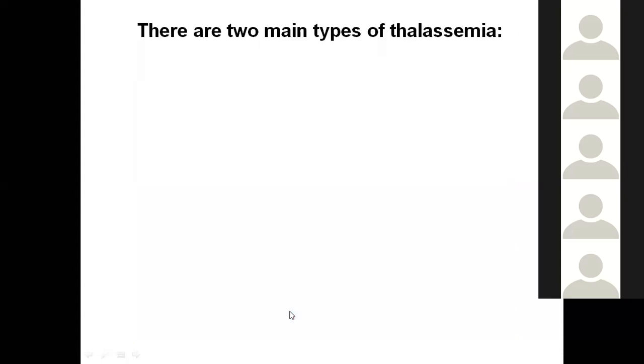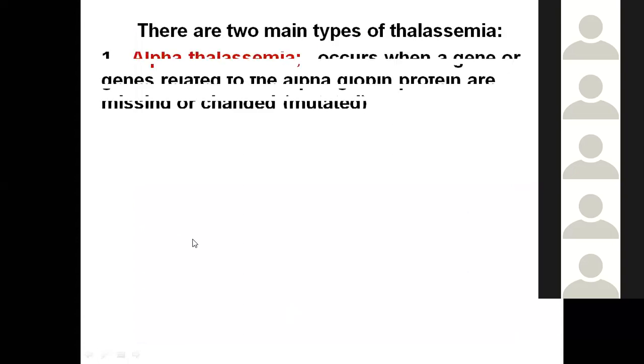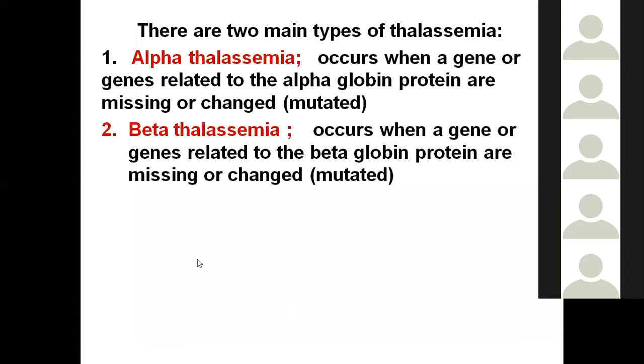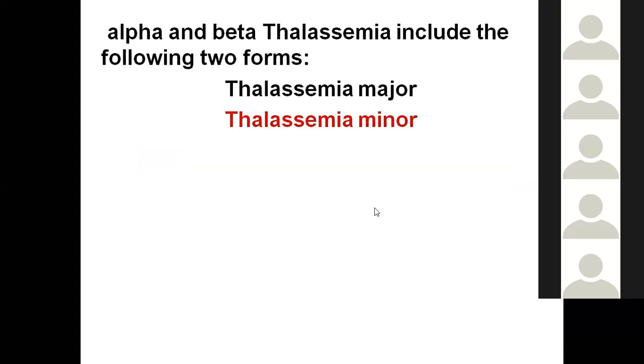All right. Now, again, there are 2 main types of thalassemia: alpha thalassemia and beta thalassemia. Alpha occurs when the gene or genes related to the alpha globin protein or alpha globin chain is missing or changed. Beta thalassemia occurs when the gene or genes related to the beta globin protein is either missing or has reduced synthesis. Alpha and beta thalassemia both include the 2 forms.